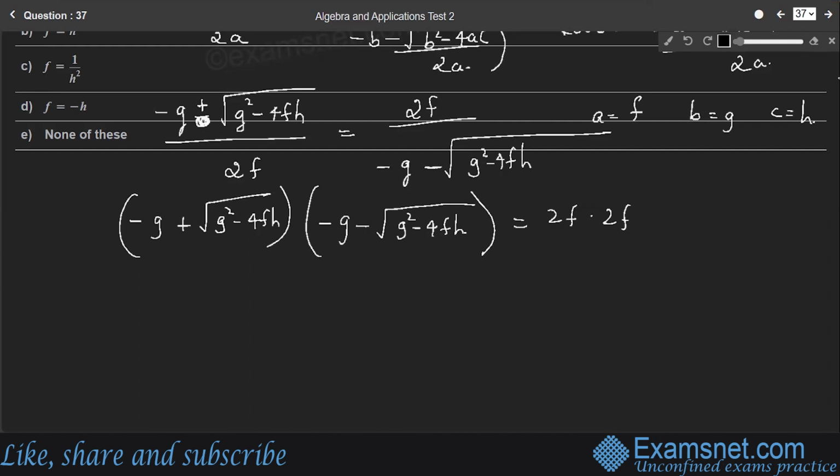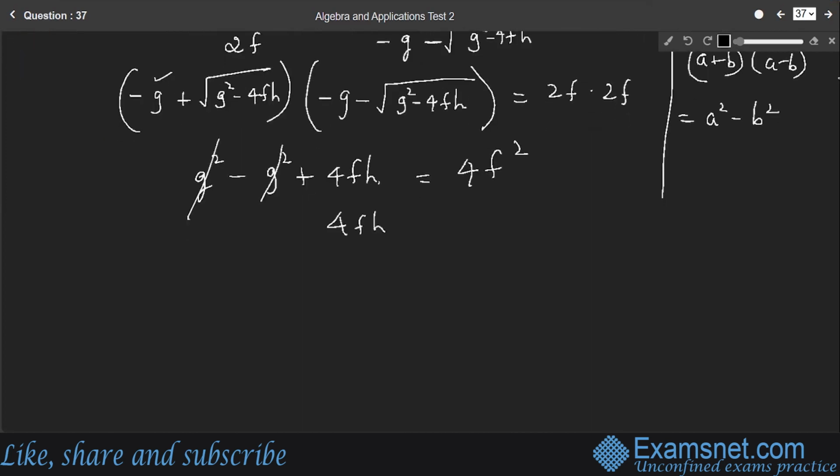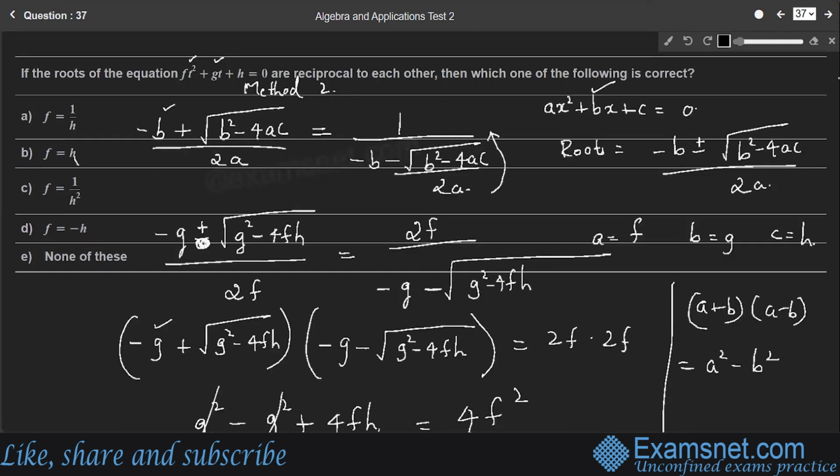So the left hand side is in the form of a plus b into a minus b, which is a square minus b square. A square is minus g the whole square, which is g square, minus b square, which is root of g square minus 4fh the whole square, which is g square minus of minus becomes plus 4fh, is equal to 4f square. So g square and g square will get cancelled. So 4fh is equal to 4f square. The 4f and 4f will get cancelled. Therefore, we have h is equal to f. Therefore, the answer is f is equal to h, option B.